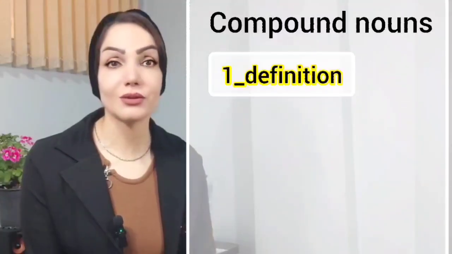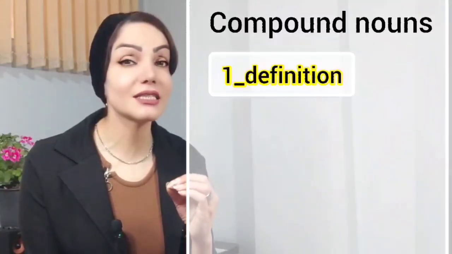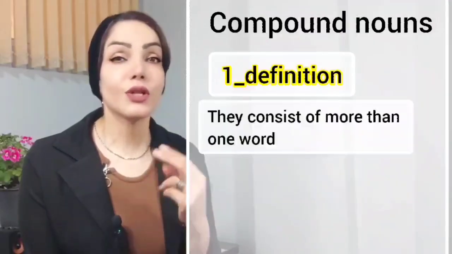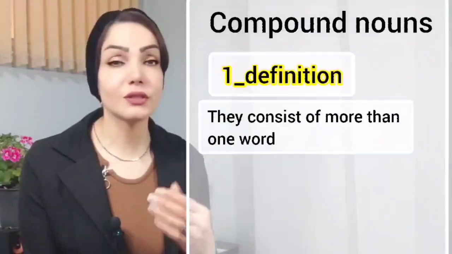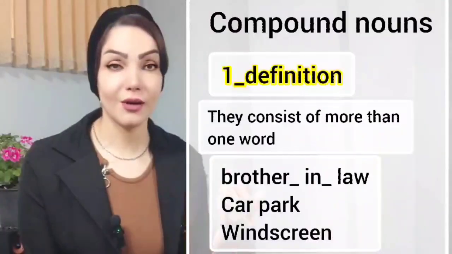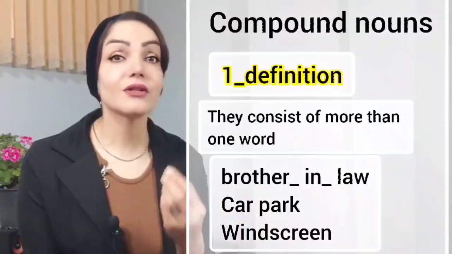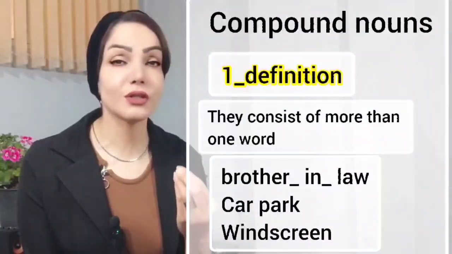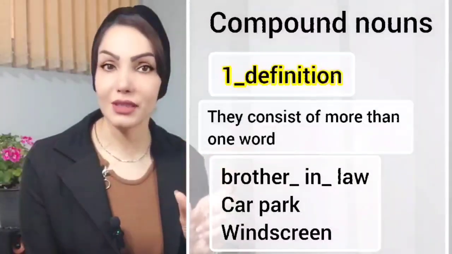What are compound nouns? Compound nouns are nouns that consist of more than one word. They consist of two words or more. For instance, brother-in-law, car park, windscreen. You see, we have two words or more than two words to make a compound noun.